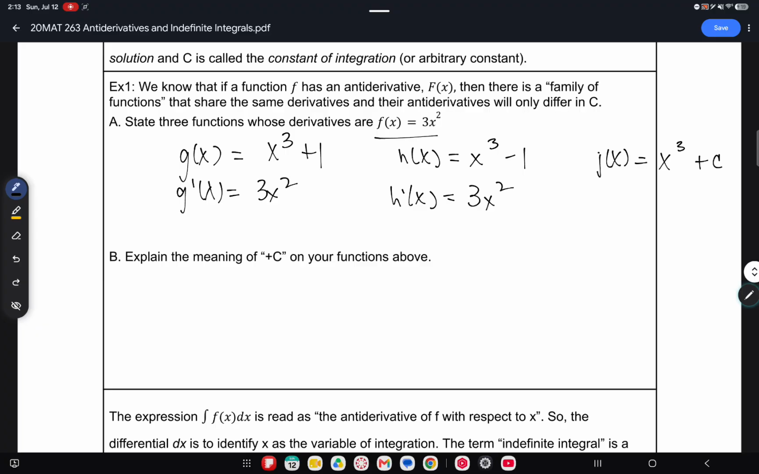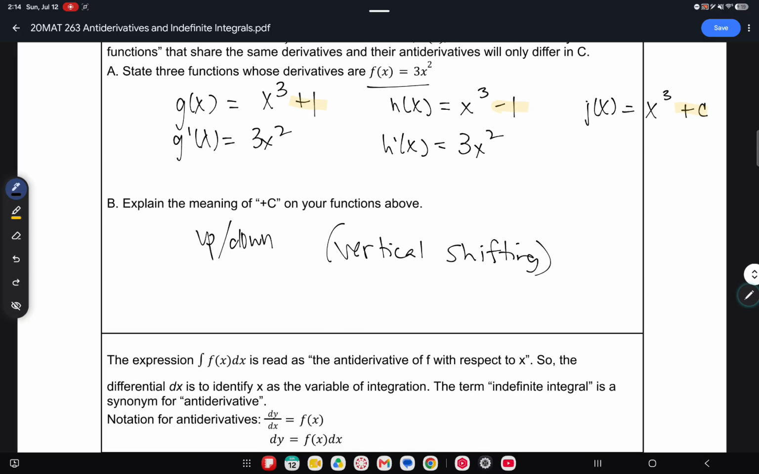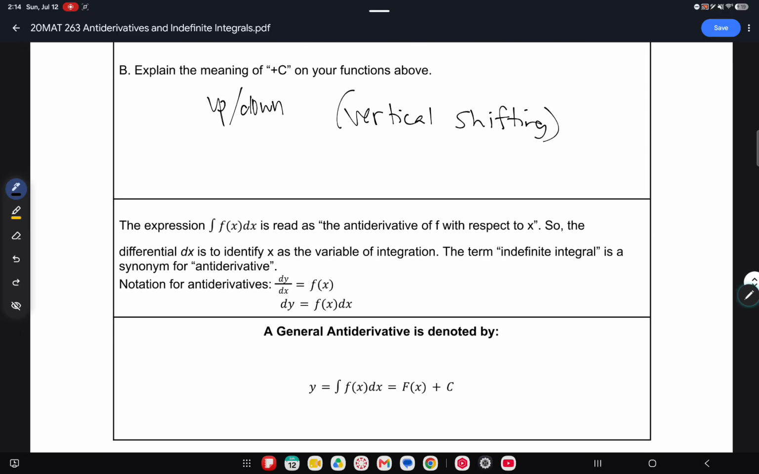Or minus c. So let's explain the meaning of that plus c on the function. The only difference between these is that we have the same x cubed part, and then we just have the difference of a constant. So this is like a shifting, whether we were going up or down, a vertical shifting. That's what that plus c does.